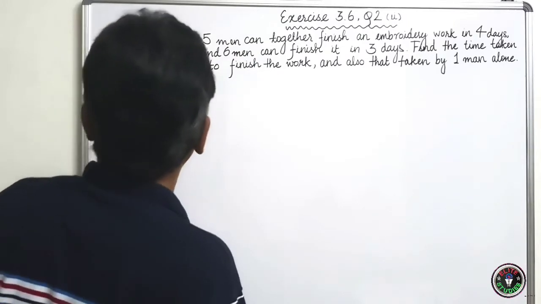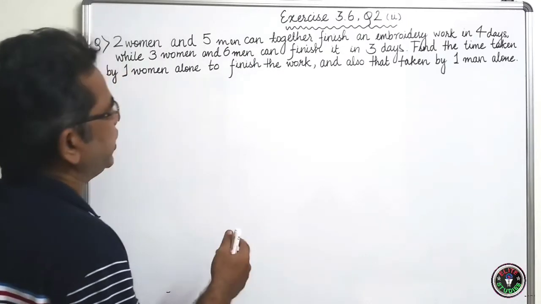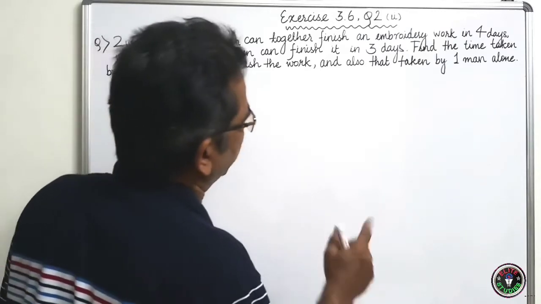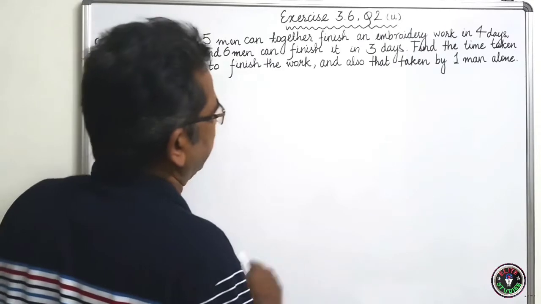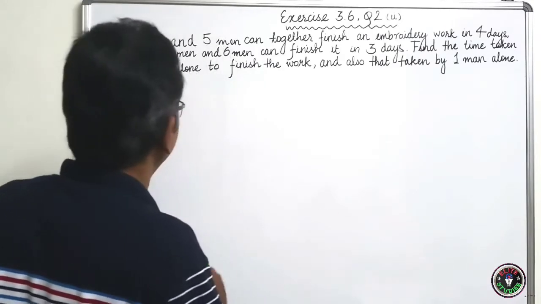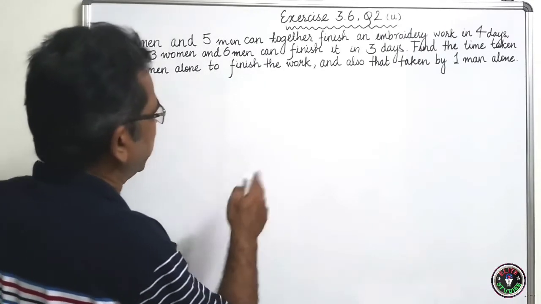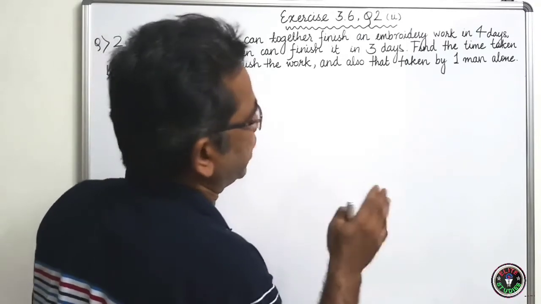The question is, 2 women and 5 men can together finish an embroidery work in 4 days, while 3 women and 6 men can finish it in 3 days. Find the time taken by 1 woman alone to finish the work, and also that taken by 1 man alone.